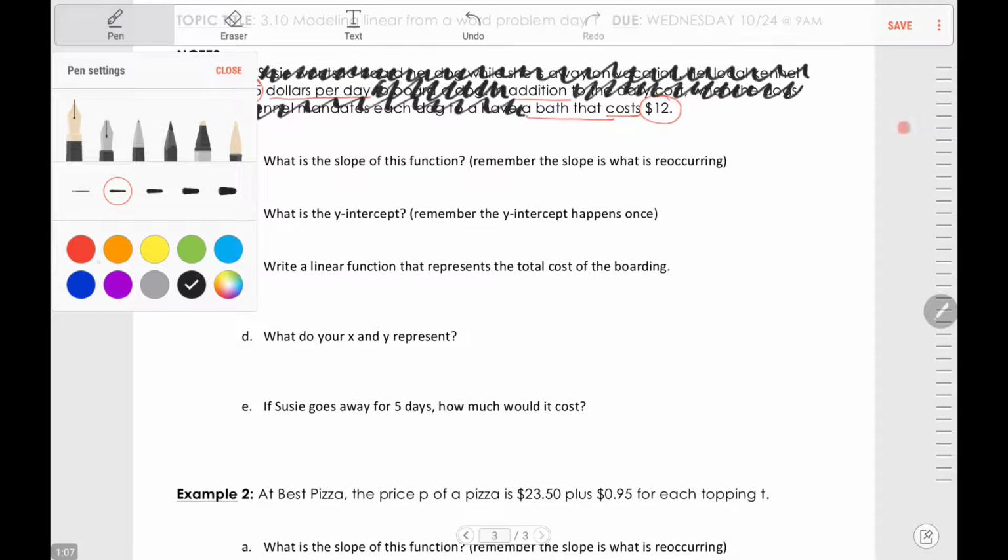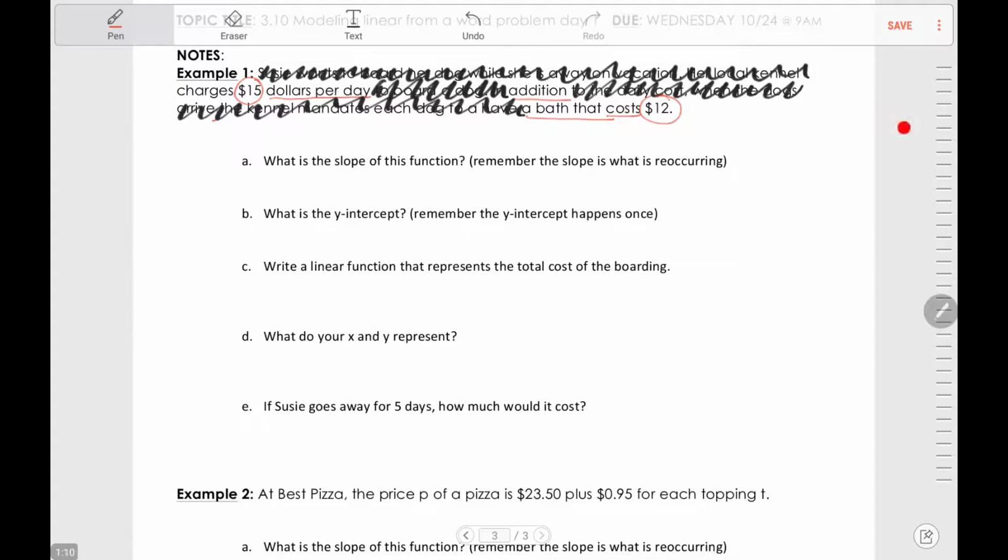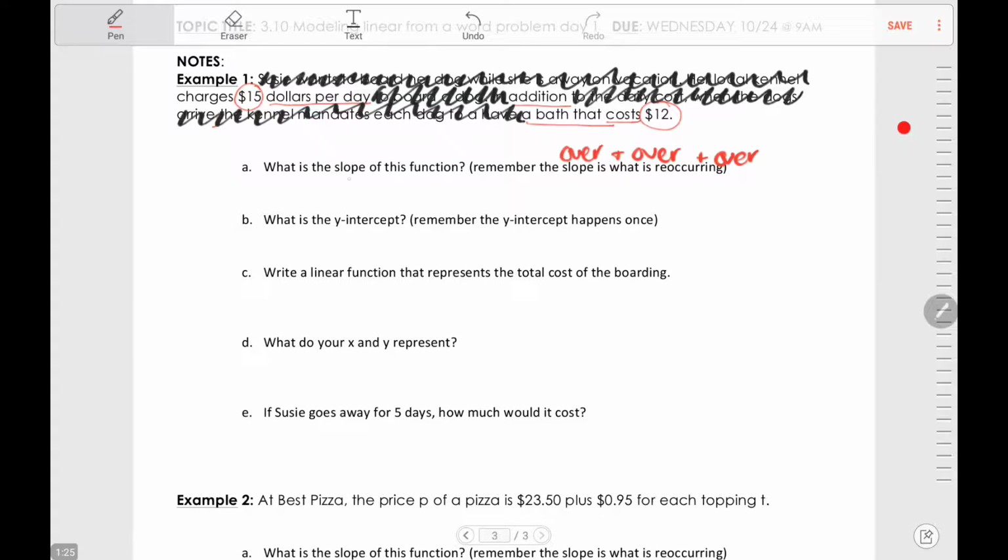Okay, so remember, the slope is something that is reoccurring. That means happening over and over and over. So which one of those costs is happening over and over and over again? The cost that's repeating is $15. That's what's reoccurring, and this is the cost per day. Which means the $12 is our y-intercept because that is happening one time.